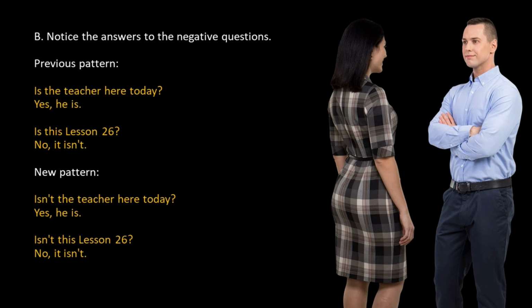Answers to the negative questions. Previous pattern. Is the teacher here today? Yes, he is. Is this lesson 26? No, it isn't. New pattern. Isn't the teacher here today? Yes, he is. Isn't this lesson 26? No, it isn't.